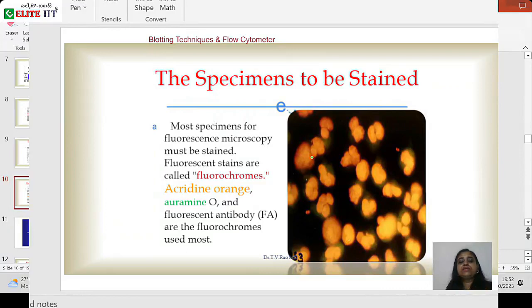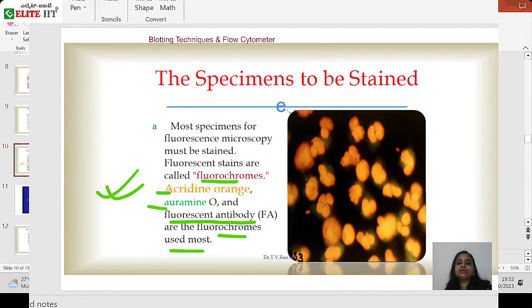Okay. Now see what chromophores are used, whatever I have mentioned in my last lecture. The same chromophores are utilized here. Sorry, fluorophores, fluorochromes. See, acridine orange, auramine, and fluorescent antibody are the fluorochromes mostly used. So these are the examples. What fluorochromes are used? Mainly auramine O and fluorescent antibody.